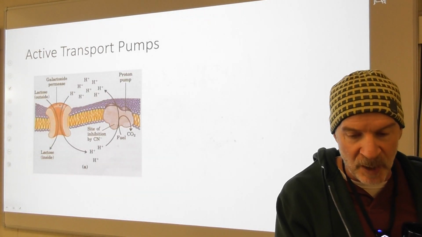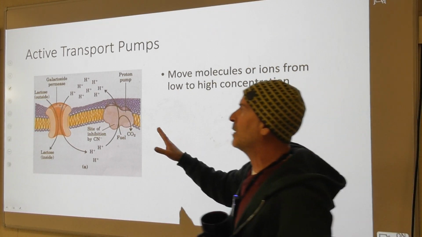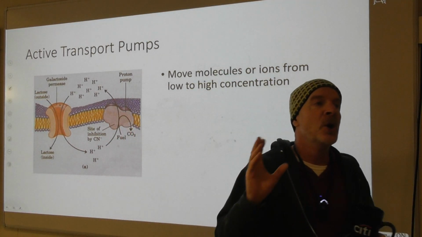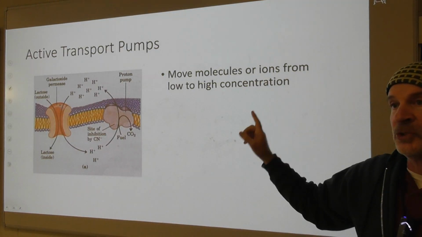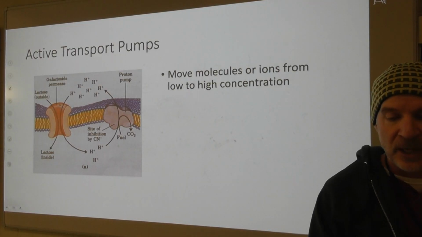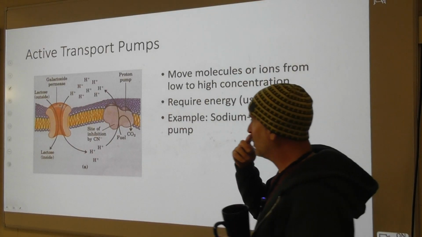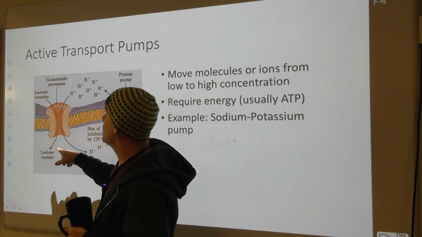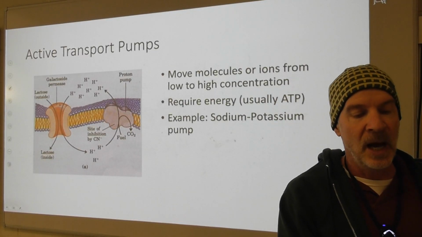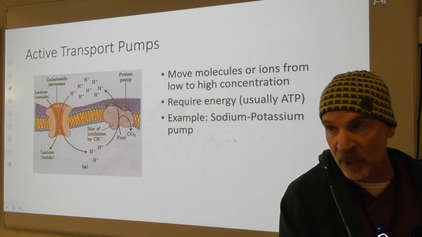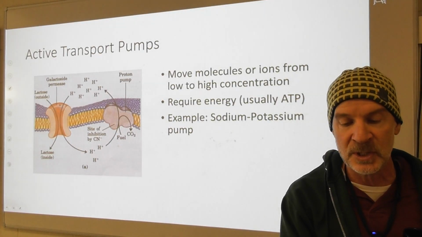Okay, active transport pumps. This is just a little bit more detail about those pumps, and basically what they do is they push things from places where they are lower in concentration to higher in concentration. They generally require ATP. This sodium-potassium pump is a really good example of it because it's an incredibly important pump for a variety of things, including glucose.